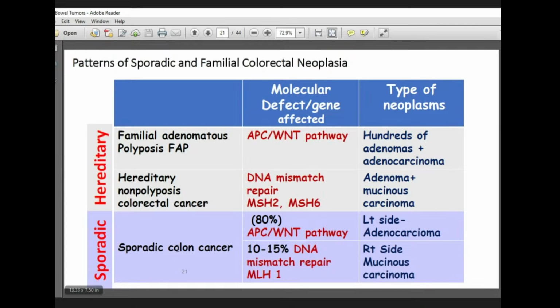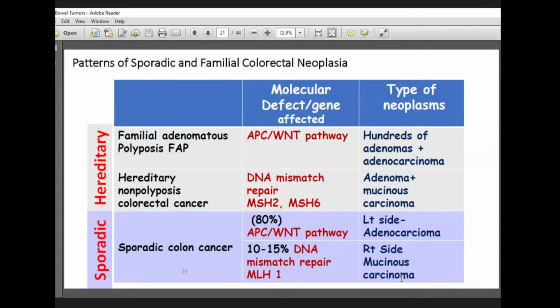While when we go to the sporadic, the same genes are involved. Majority is the APC-WNT pathway, but here the mutation is in the somatic cell, not a germline mutation. Here you see left-sided adenocarcinoma, while with sporadic mismatch repair MLH1 gene, you get right-sided adenocarcinoma.